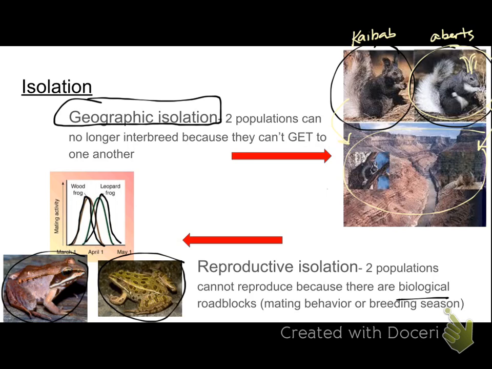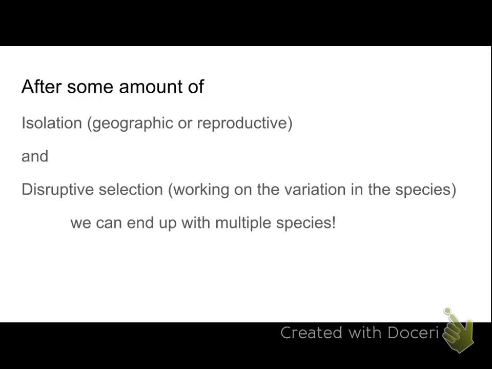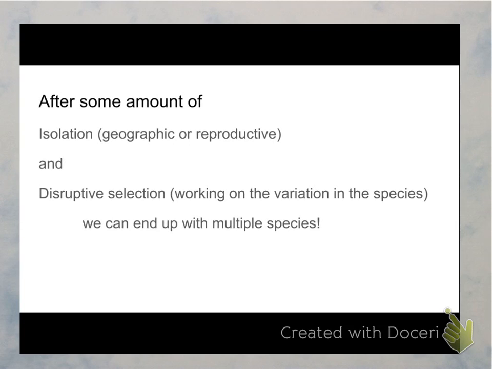So when you have populations that end up isolated from one another, how do we form a new species from that? If we go all the way back, we were asking how long it takes to form a new species. Well, it depends. Do I keep saying it depends? I think I do. But basically, after some amount of time and some amount of isolation, if we have disruptive selection working on variation that's in the species, we can end up with more than one species out of one initial species.